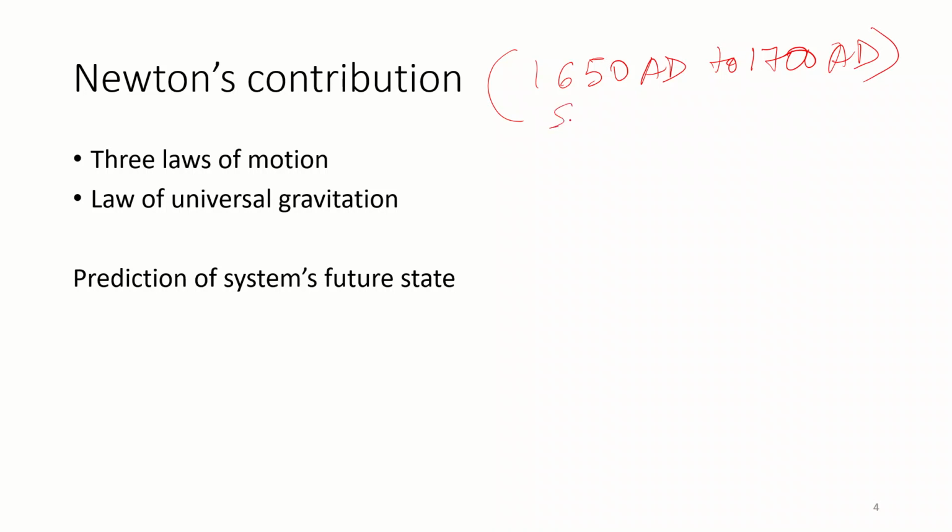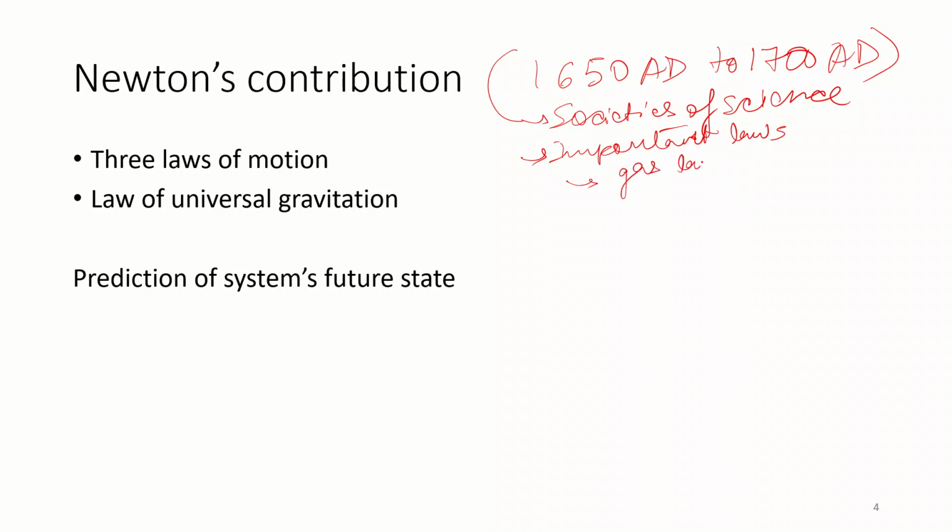We see some important developments during this period: different societies of science, and important laws coming out, like Robert Boyle's gas law, Hooke's law of elasticity, and several inventions of the microscope.